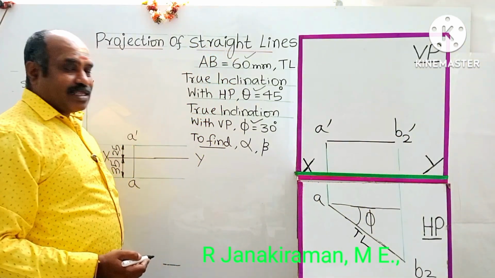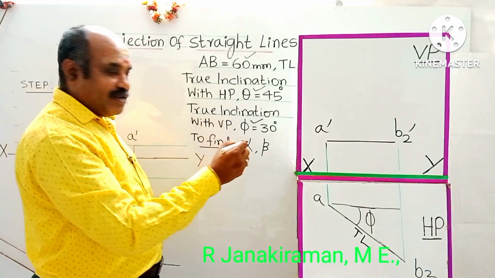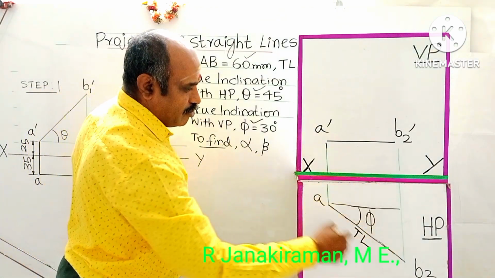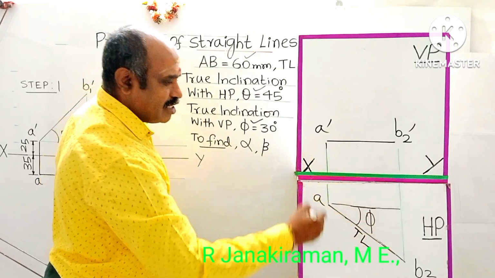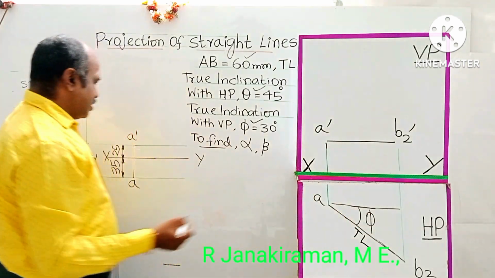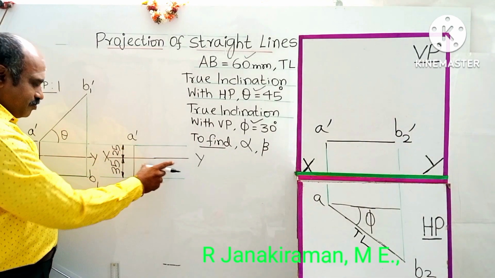Whenever the line is inclined to VP, the view always comes below the XY line. The view obtained is called the top view. It's not the final top view, it's an intermediate answer. It comes below the XY line. So this is inclined to HP alone. Earlier we considered that. Now we're going to consider inclined to VP alone.